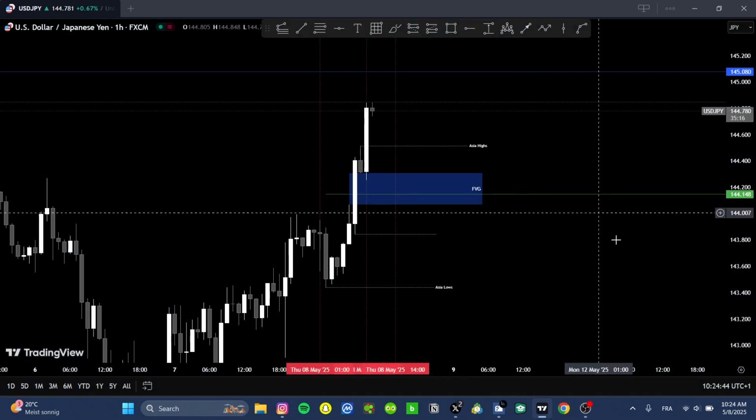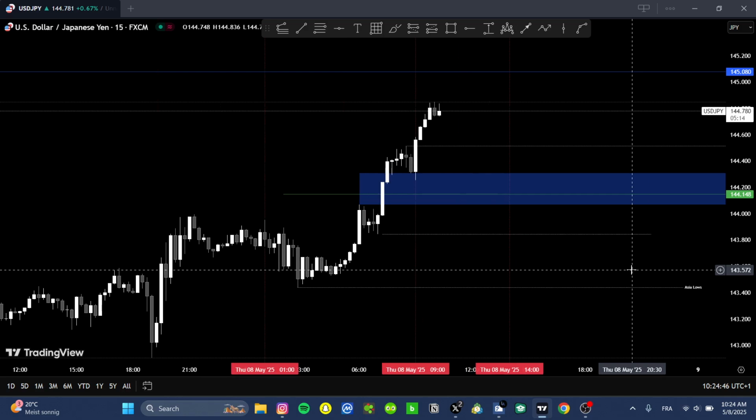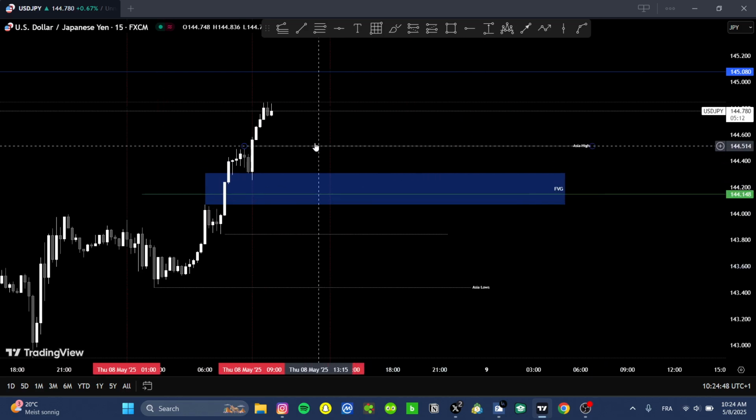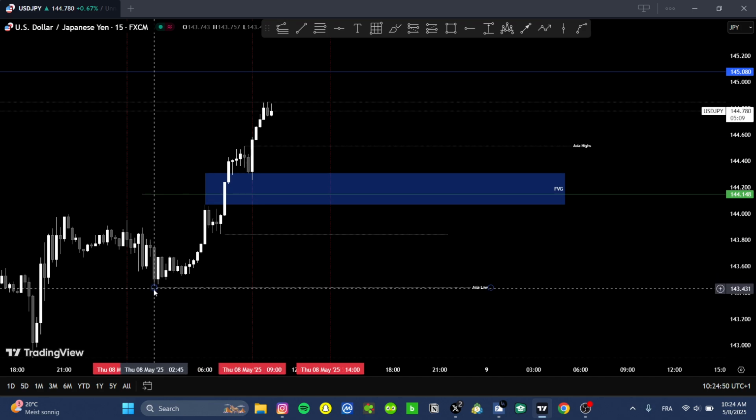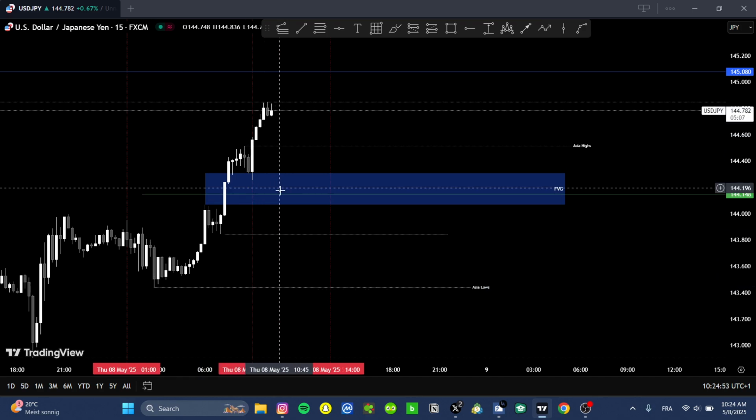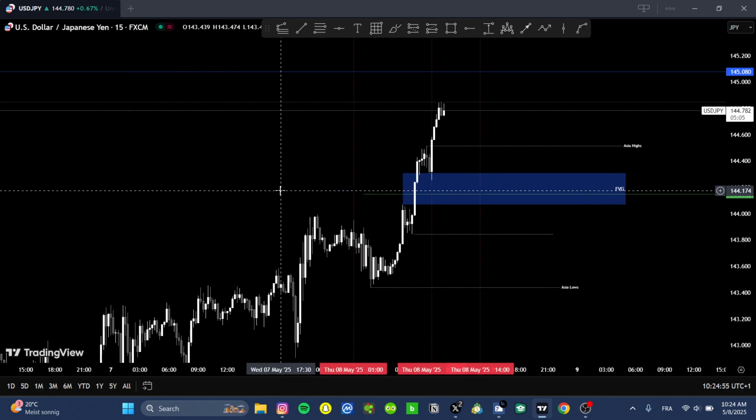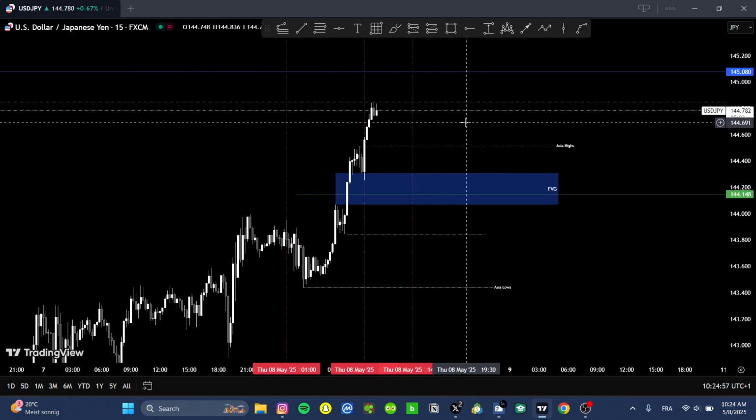Let's hop on to the 15-minute, and we have those Asian session highs, those Asian session lows. We just took out the Asian session highs, but I will not take a short off of this because we are in a bullish order flow, and I can't take a short against the trend. You can never take a trade against the trend, or you'll get wrecked. Even if there is a liquidity sweep or a break of structure or any of your model, if you anticipate against the trend, you will get wrecked.